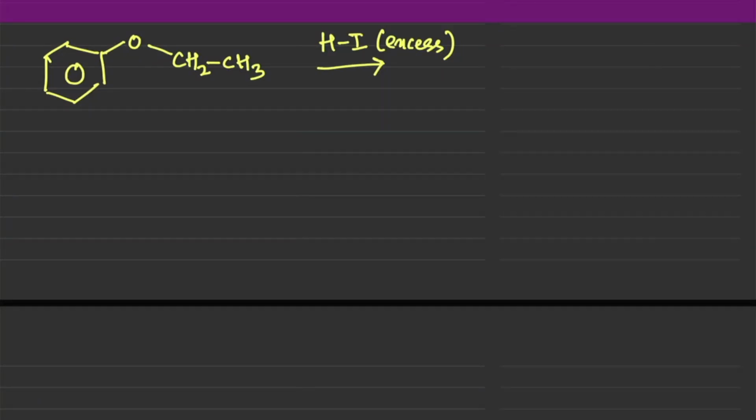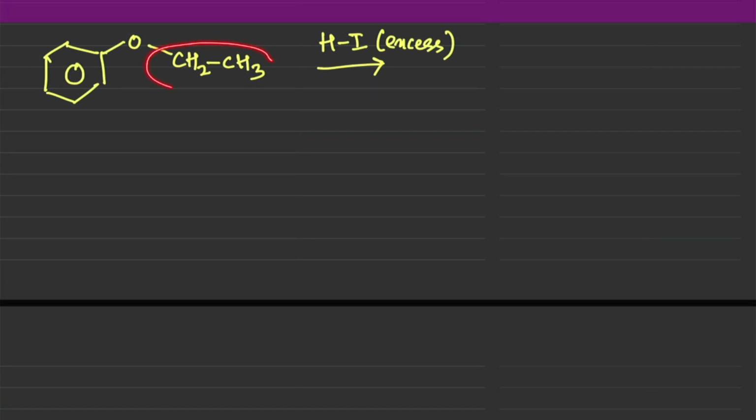Hello everybody. In this video we will talk about the reaction of ether with an acid like HI or HBr. This is a little bit harder example than what we did in our last video. So let's try to name this one.